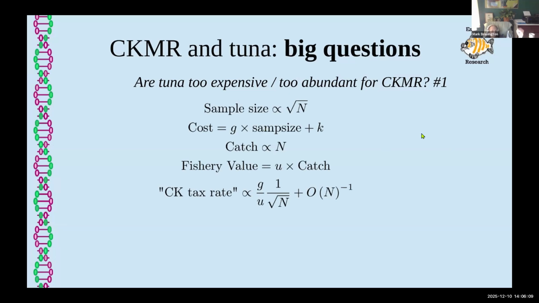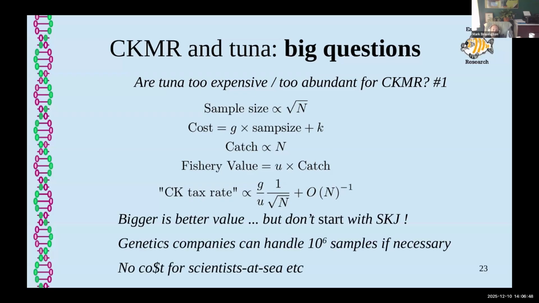The cost of getting a sample is a fixed thing. If you're getting it for $20 US, you're probably paying too much, getting all the sampling and genetics. If you're getting it for 10, please let me know your phone number, because I'd like to know. But the point is sample size scales with square root of abundance. The catch scales with absolute abundance. Things like turnover tend to cancel out in these equations. So roughly speaking, the tax rate of close kin scales inversely with a square root of the population size. And it's also a lower tax rate for species with high unit value. So bigger is better value.